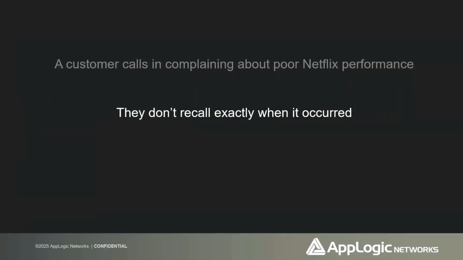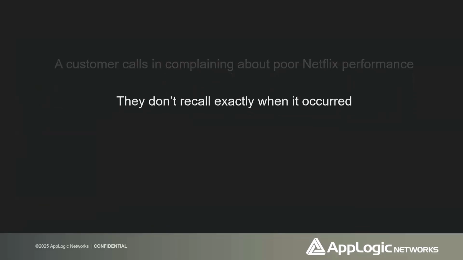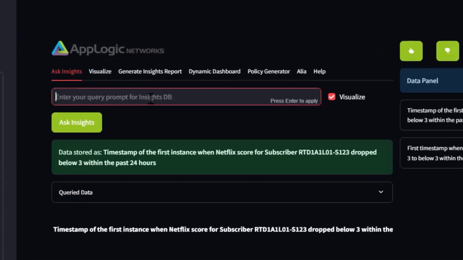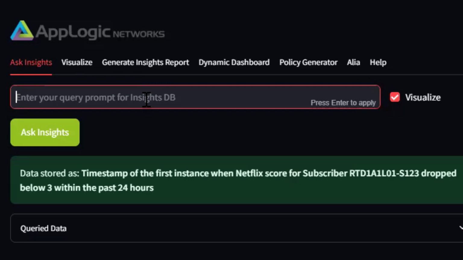What I'll do now is move on from the Operations Insights, and we'll take a look at some of the proof of concept we're working on with a system called the AI App Analyst. This is an example, same use case where we had a Netflix issue, but the person calls in and they don't recall exactly when the issue occurred. The first thing you want to understand is, when did the issue occur? Well, the AI analyst can answer that question.